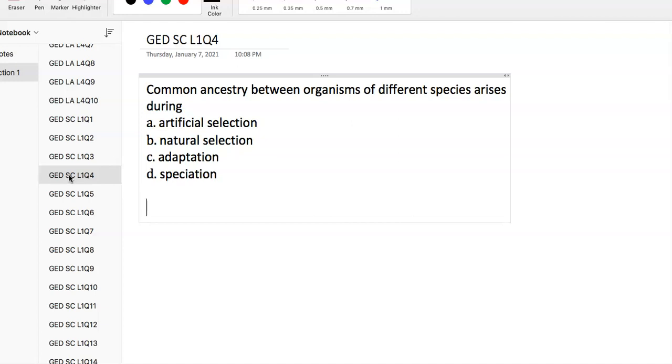Question 4. Common ancestry between organisms of different species arise during, and they almost gave the answer away just with the question. The answer we want is speciation. You see that term, different species. With speciation, new species are established from a single ancestral population. Organisms which share a more recent common ancestor are more closely related.